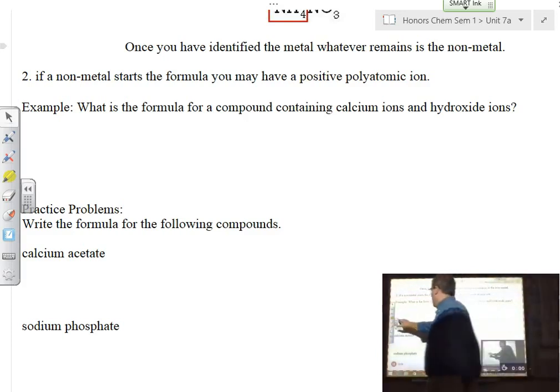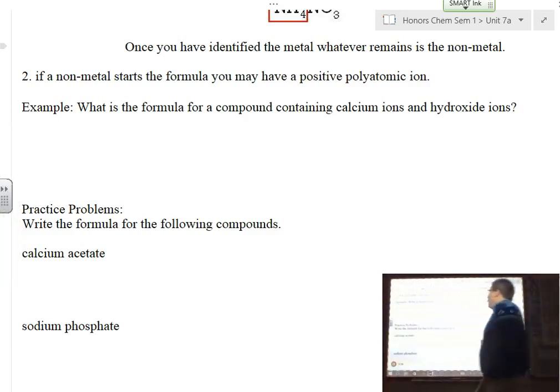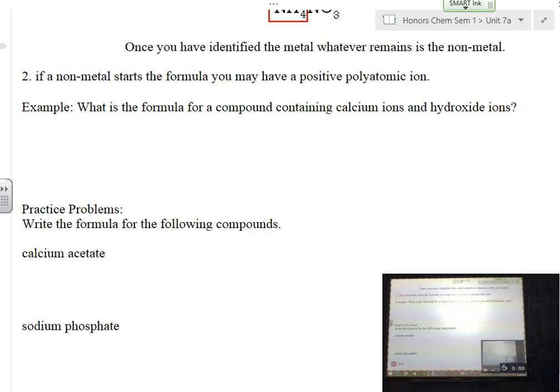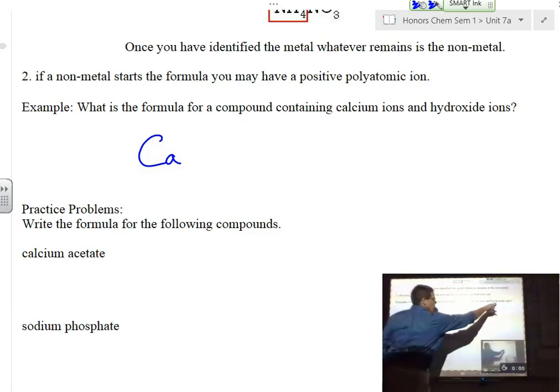All right, so let's look at it. Here we're going to write the formulas, and we're still writing the metals first. So calcium, what is the symbol for calcium? Ca. And you may have to scroll up to look at the polys until you have them memorized. That's the biggest part of today's struggle, just making sure that you know what the polys are or recognizing them.